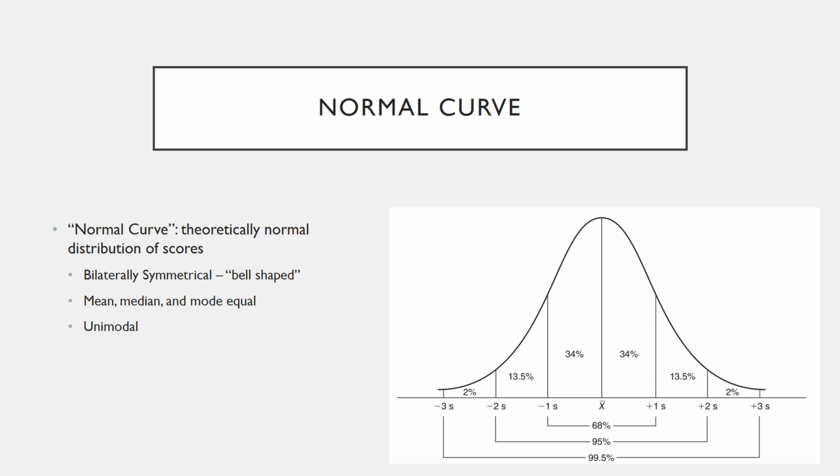And so being able to call this a normal curve, we can expect to make predictions based on this. So we know that about 68% of folks are going to fall within 1 standard deviation of the mean. 95% of folks are going to fall within 2 standard deviations of the mean, and 99.5% of people are going to fall within 3 standard deviations of the mean, which means that about 5% of people would fall exceptionally high or exceptionally low on this curve, meaning that they're beyond 3 standard deviations of the mean.